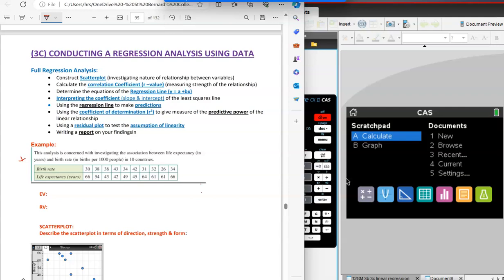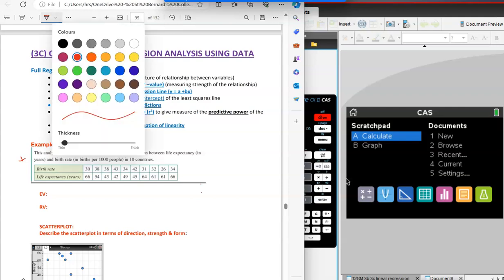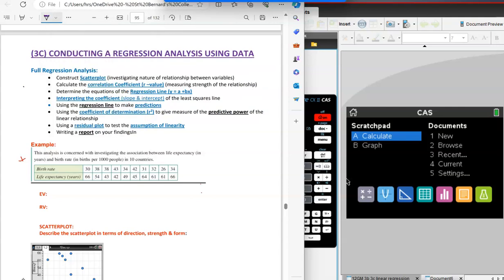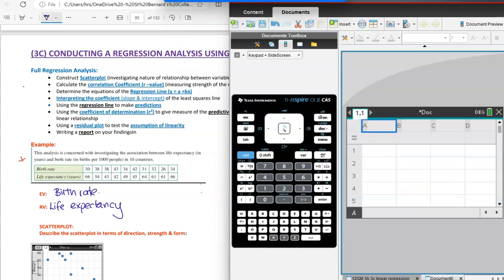So the first thing we want to do is decide which one is the EV and which one is the RV. So we're actually looking at their life expectancy. So I'm going to write life expectancy is our RV and the birth rate is our explanatory variable. So the first part of a regression analysis would be to construct a scatter plot. So for me to do that, I would be typing in my lists into the calculator.